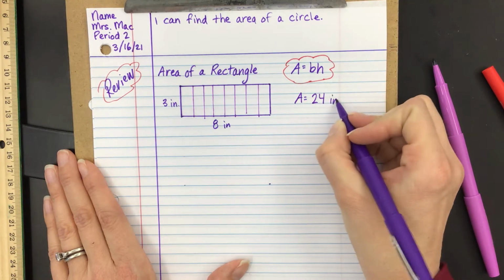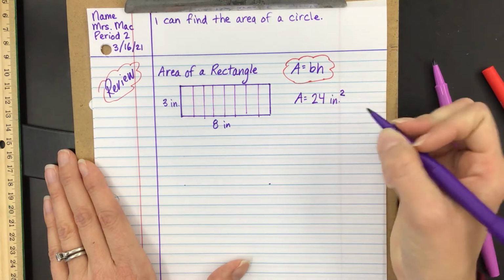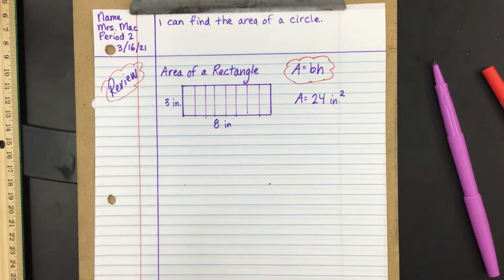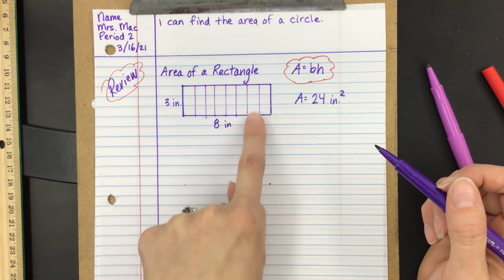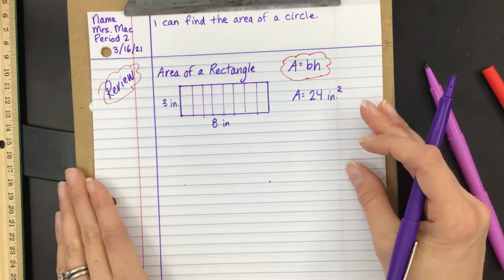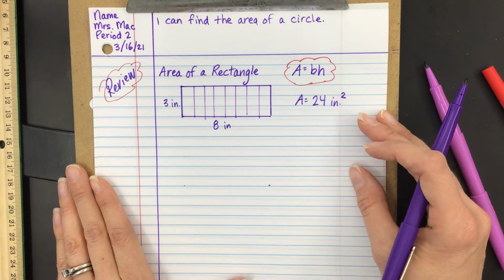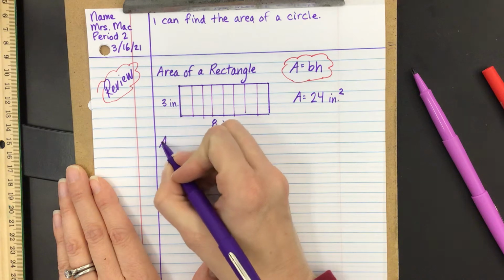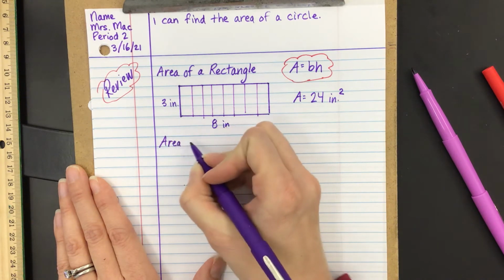24 inches squared. Make sure your units has that squared symbol on it because we are not measuring 24 inches the length. We're saying that there are 24 little squares inside of that rectangle for the area. Okay. Now let's talk about the area of a parallelogram.